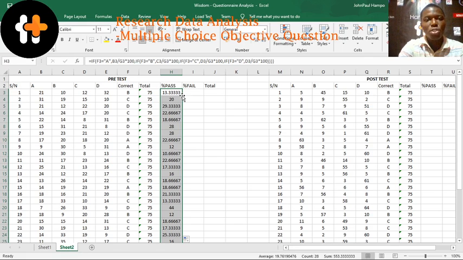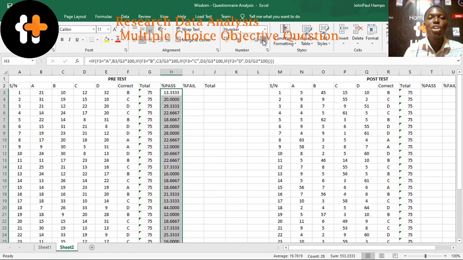On each question. Now I want to make it to two decimal places. I just have to reduce this, sorry, get this to two decimal places. I've gotten my percentage of pass on each question.